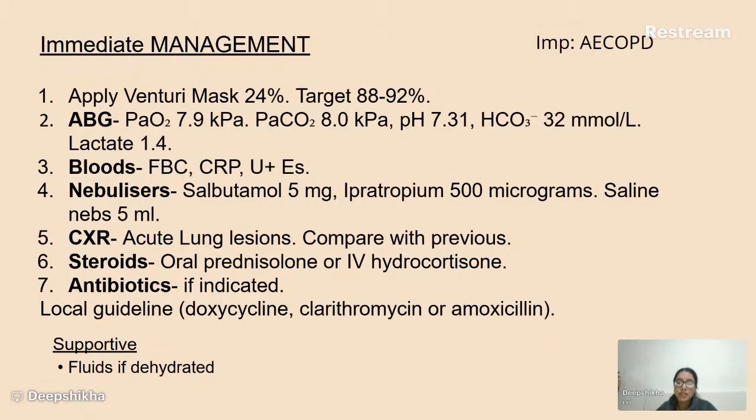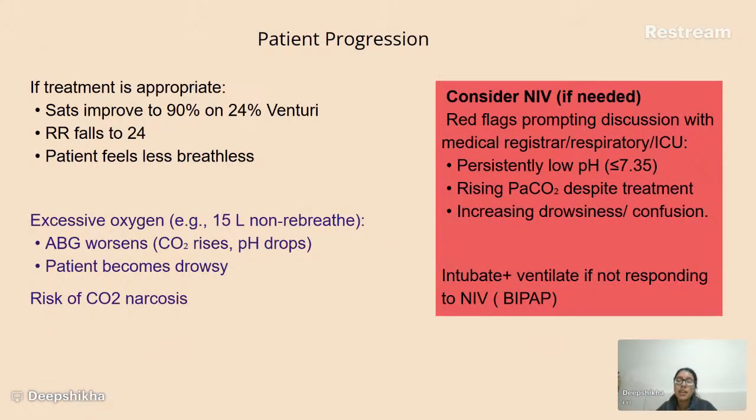You've asked for a chest X-ray. You've started on some steroids that will also help with the breathing and the wheeze. Then you find that he's improved to 90% on the 24% Venturi mask. His respiratory rate has gone down to 24, and he feels less breathless. So again, he has improved.